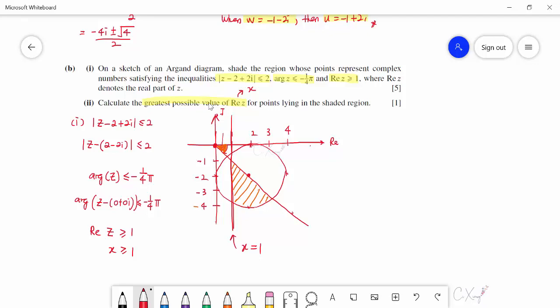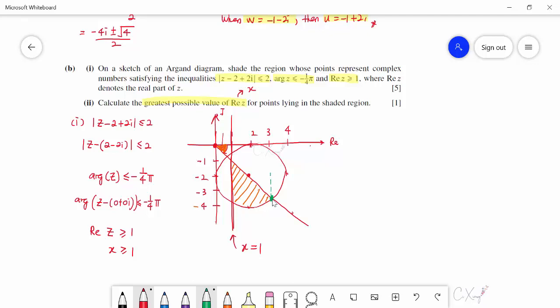So you can see that if you go to the left hand side, the value of x is smaller. If you go towards the right hand side, then the value of x is greater, right? So the largest value of x in the Argand diagram will be this one, because this is the last point lying in the shaded region with the largest value of x. If you move further to the right hand side, there's no more shaded region. All right, so this is the value that we want to find.